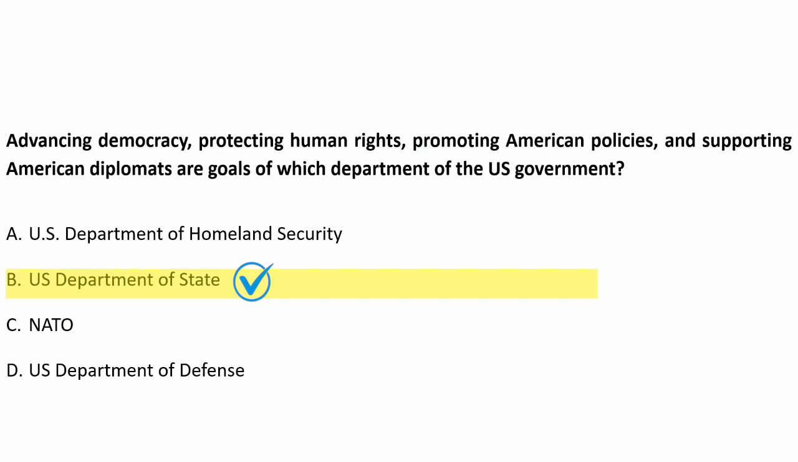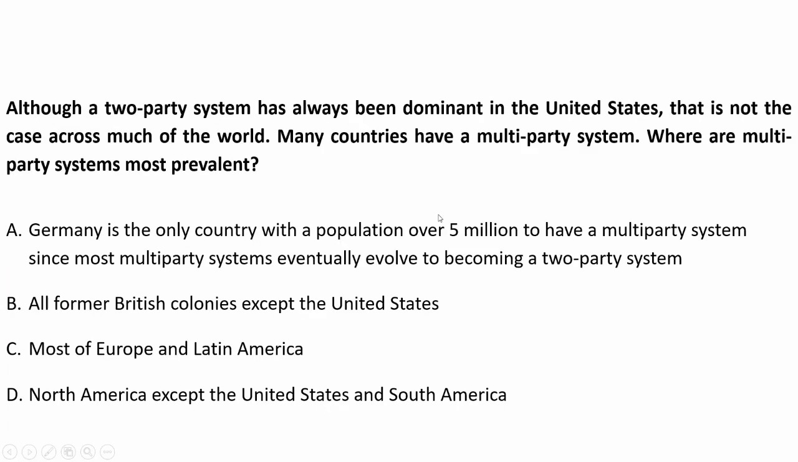This includes supporting Americans abroad. The Department of Homeland Security is primarily charged with protecting from external threats like terrorism, while the Department of Defense is in charge of the nation's military forces. NATO refers to the North Atlantic Treaty Organization, a post-World War II international alliance of which the U.S. is a member.